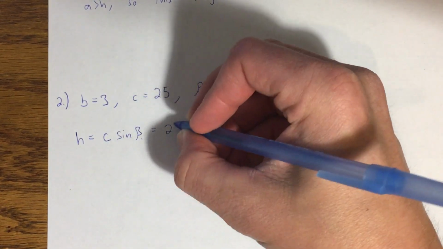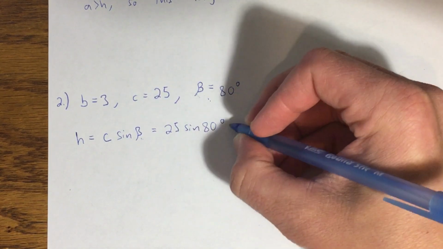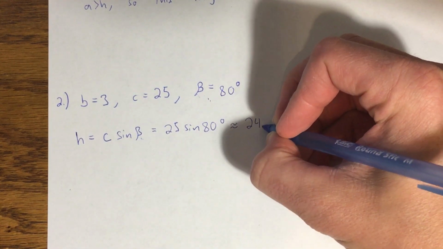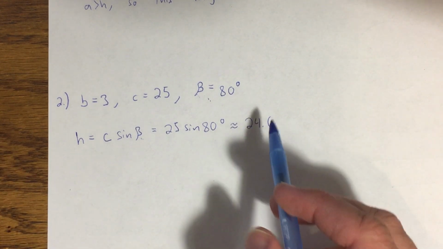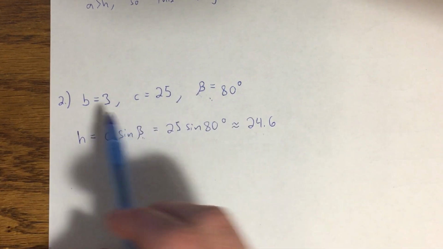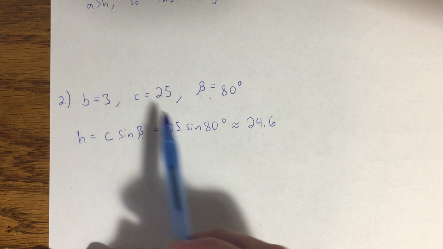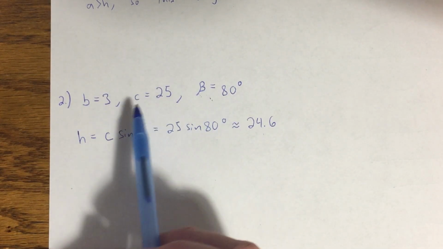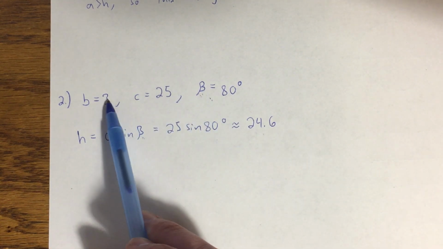That's going to look like 25 sine of 80 degrees. And again, that goes into a calculator. This one comes out to approximately 24.6. Now I want to compare this to the one remaining side, which is B. I haven't used B yet. This was compared to A in the previous example, but in general, we compare it to whatever side is opposite the angle that we're given. So B in this case.